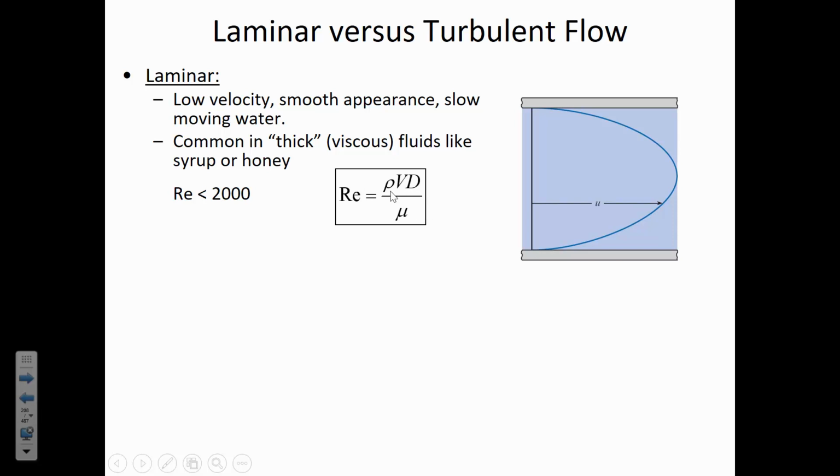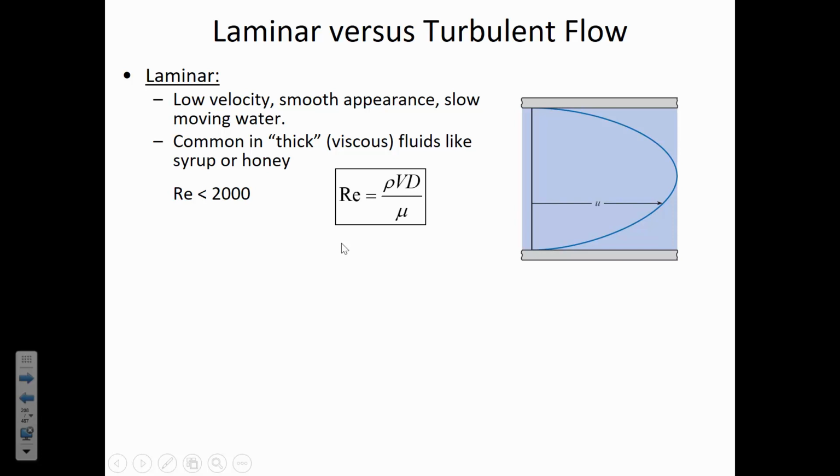You can see it's the density, the velocity of the fluid, the diameter of the channel, so diameter of an enclosed pipe, and then the viscosity of the fluid. And this viscosity is the absolute viscosity. That's one way of expressing the Reynolds number.